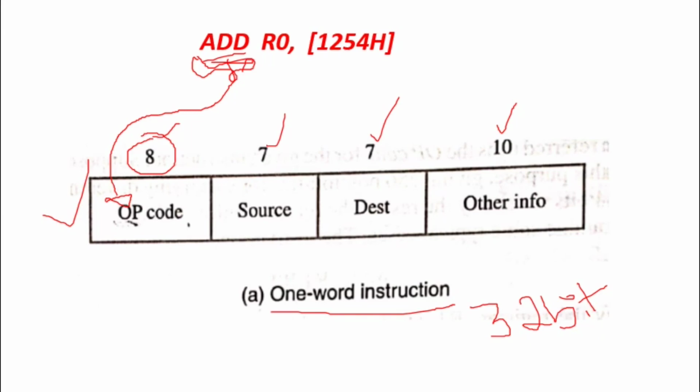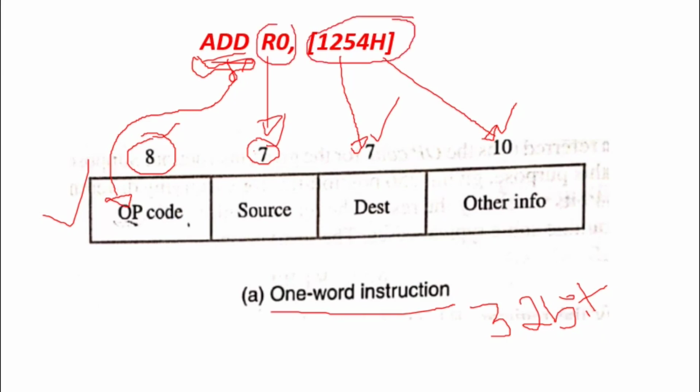Now the next 7 bits indicate that the source operand is a register. The next 7 bits indicate that the destination operand is a direct addressing mode. And the remaining 10 bits are used to mention which register we have used and what is the value of the offset mentioned in the direct addressing. So this is one example, one format of encoding.